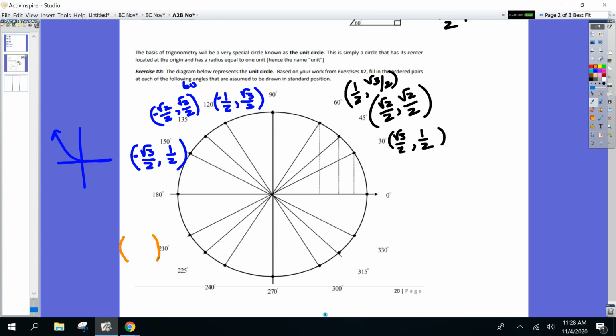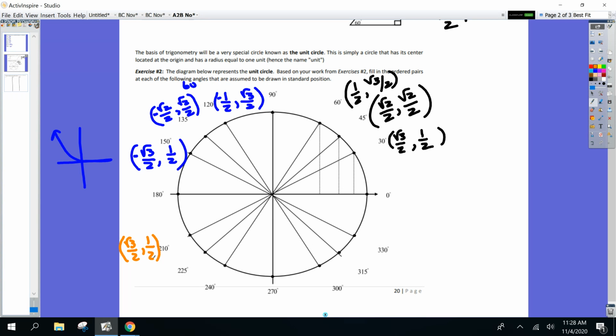60? We sure it's 60? 150? No. Everyone relax. I'm at 210. The reference angle for 210 should be 30. 30 degrees, 210 minus 180. So at 30 degrees, my coordinate is radical 3/2, 1/2.